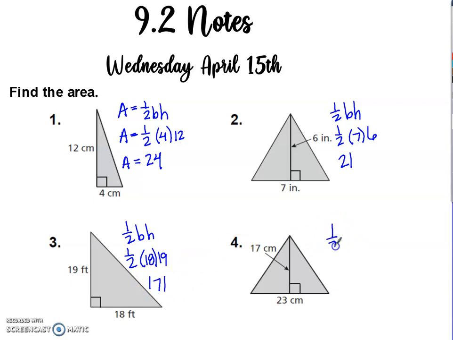Last time, 1/2, base times height. 1/2, the base is 23, and the height is 17. So that's 23 times 17, and then you divide that by 2, and you'll get 195.5.